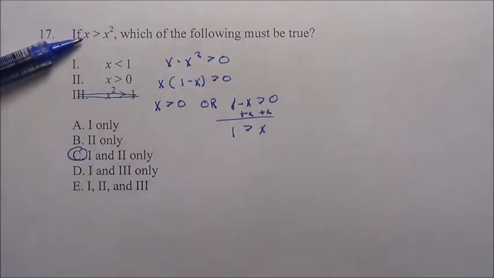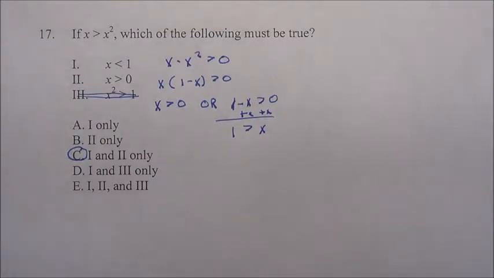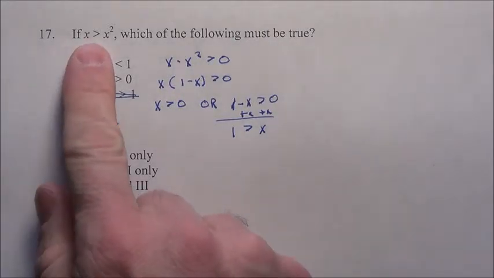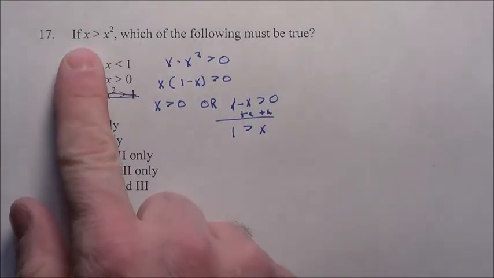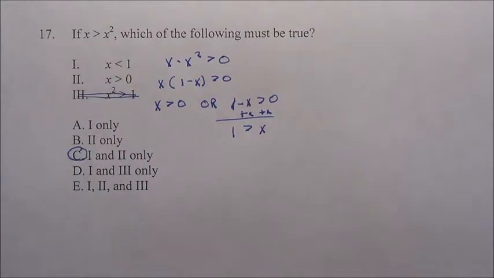But again, this is something constantly math teachers are trying to show you, getting you to think, and you should be able to see, oh, x has to be between 0 and 1, so it's got to be bigger than 0, because if it were 0, 0 isn't greater than 0 squared, and if it were 1, 1's not greater than 1 squared, so it's somewhere in between those two. Problem 17, the answer is C.